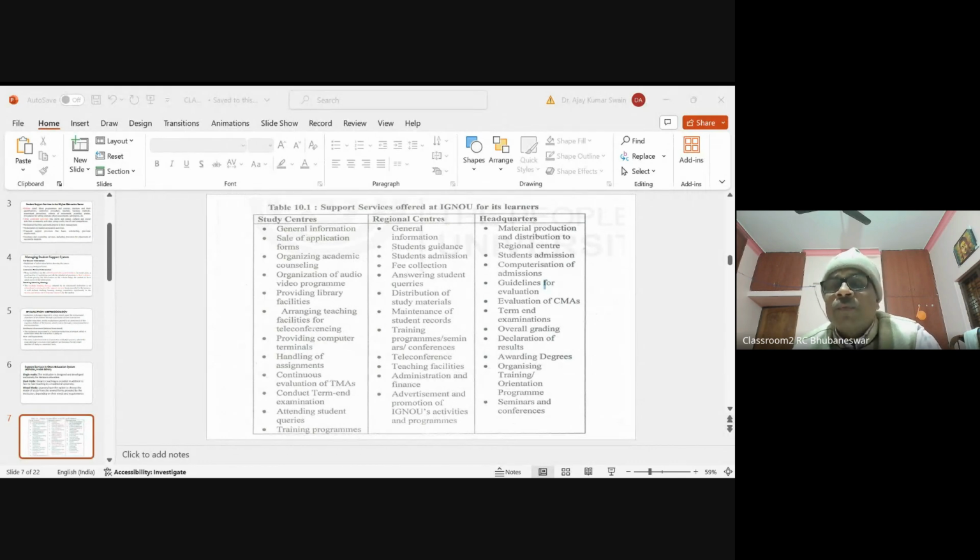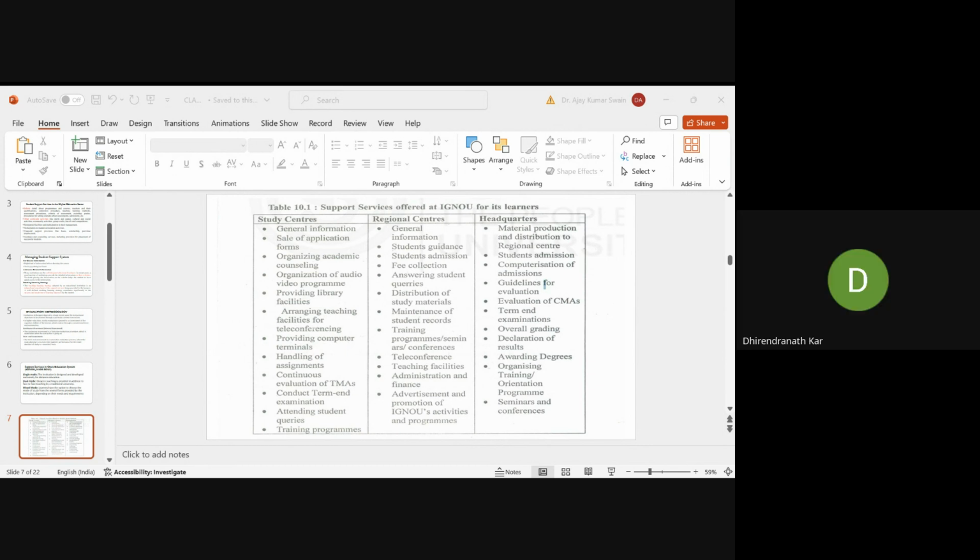So a number of courses are offered by IGNOU. Therefore, a number of study centers are functioning under each and every regional center. So the study center gives general information and handles the sale of application forms.